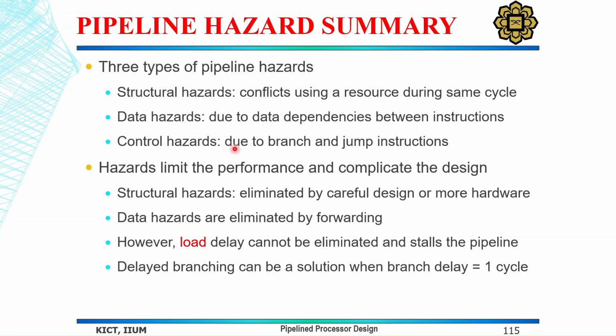So hazards limit the performance and complicate the design. Structural hazards are eliminated by careful design or more hardware. Data hazards are eliminated by forwarding. However, load delay cannot be eliminated and stalls the pipeline. Delayed branching can be a solution when the branch delay is one cycle. This completes our topic on pipeline hazards, and also this entire chapter on pipeline processor design.